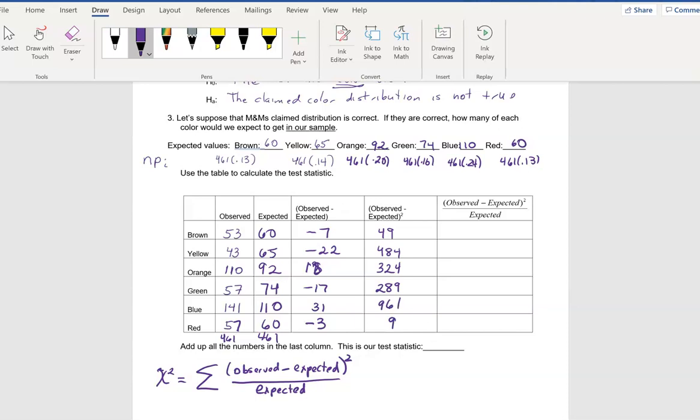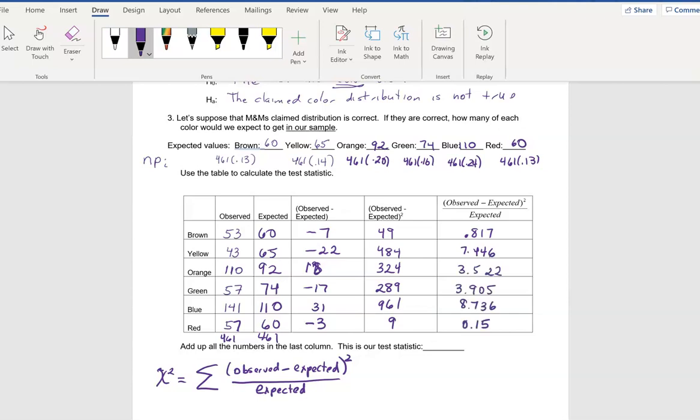Then we're going to take each one of these terms and divide it by the expected. So 49 divided by expected. And I'm going to round to 3 decimal places. 484 divided by 65. I'm going to put the video on hold. Can you finish up the other pieces?